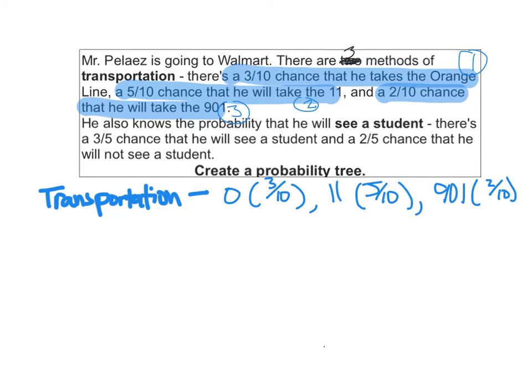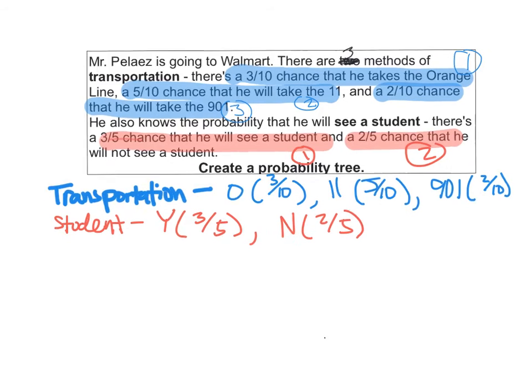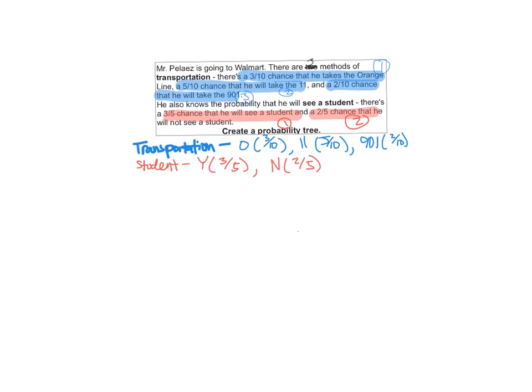Second, almost the same thing, is I also know the probability that I'm going to see a student. There is a 3 out of 5 chance that I will see a student and a 2 out of 5 chance that I will not. So if I want to number these, 1, 2, over here I'm going to write student. Yes would be a 3 out of 5, and no would be a 2 out of 5. Again, I'm modeling what you should essentially be doing on your own to organize your work before you get started.